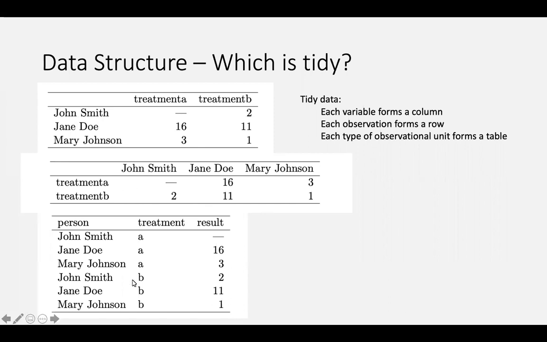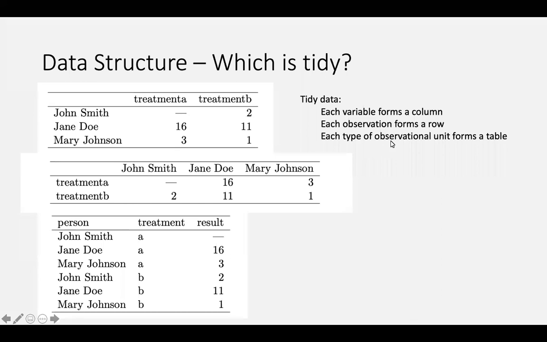Then this final table, let's talk about this. Each variable forms a column. So we have three variables, the person, the treatment, and the result. Each observation forms a row. So again, the observation was John Smith, treatment A, and there's a result. Here, this happens to be a blank or missing value or non-detectable or whatever it might be. And so that satisfies that criteria.